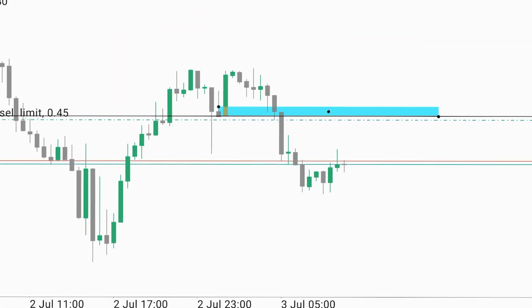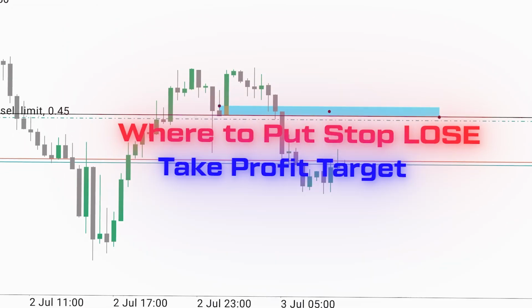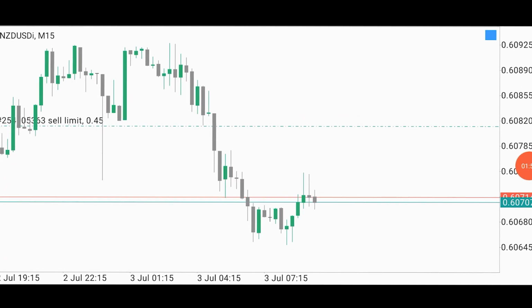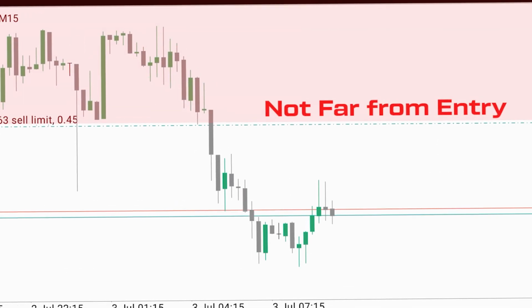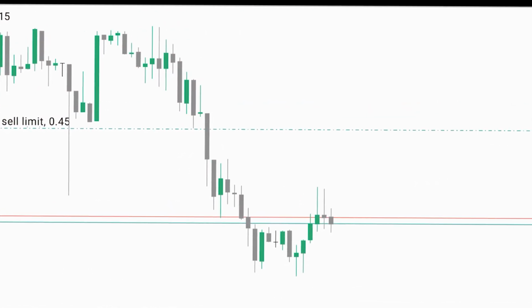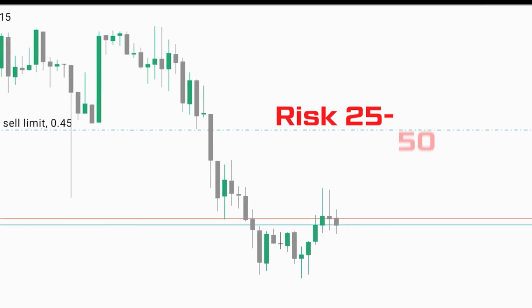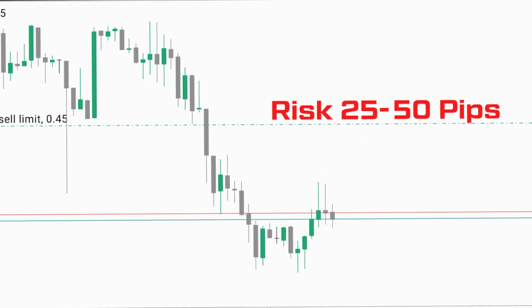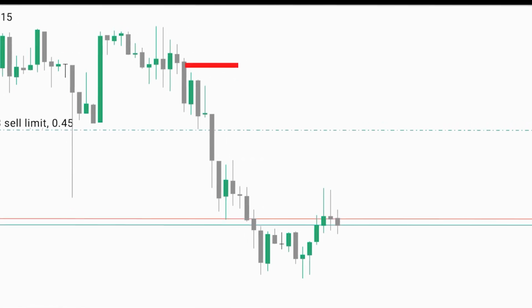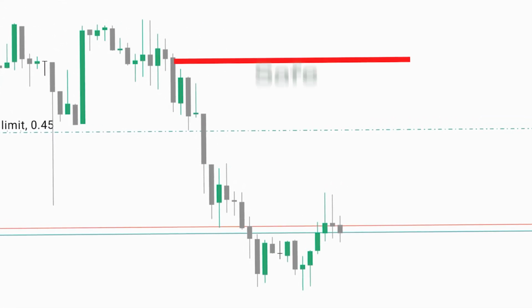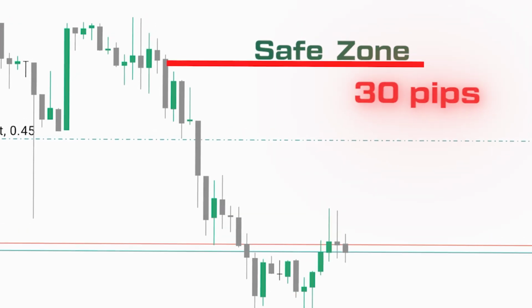And now let's talk about where to put our stop-loss and take profit targets. Basically, whenever we are considering to put our stop-loss, we need to set it in the zone where it's not too far away from the entry. And it's recommended to risk around 25 to 50 pips depending on your account size. For this trade, I'm aiming to put it on this level, and for me, this is the safe zone, because it's only 30 pips risk.